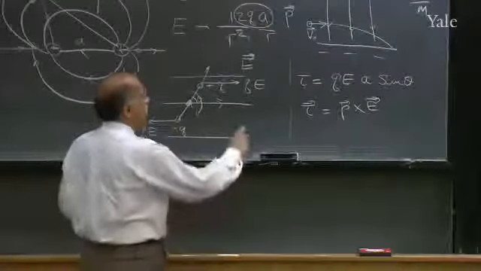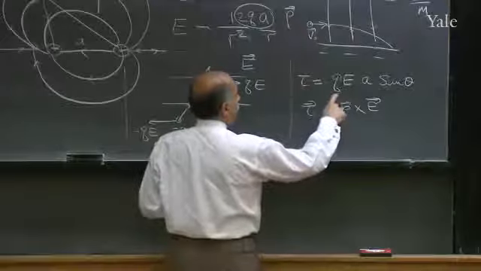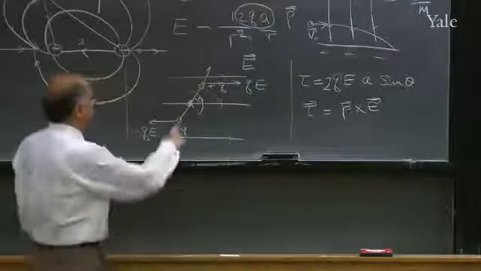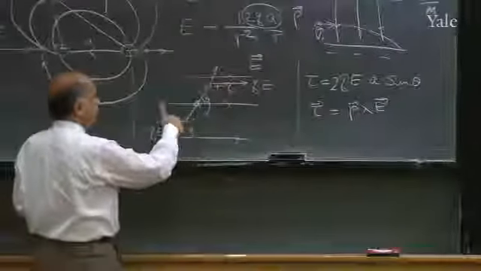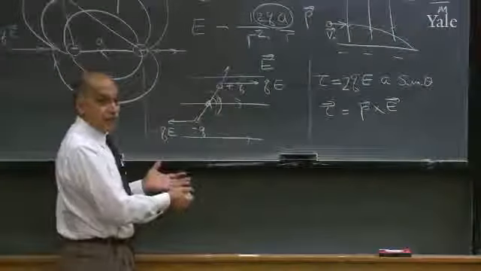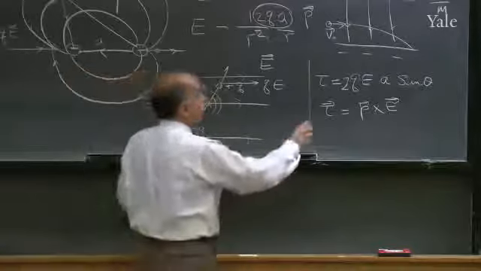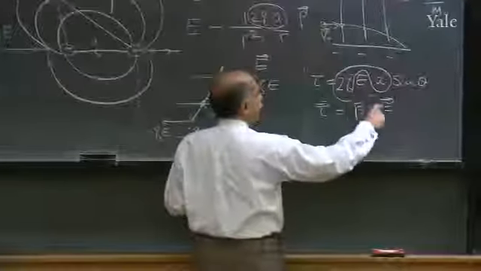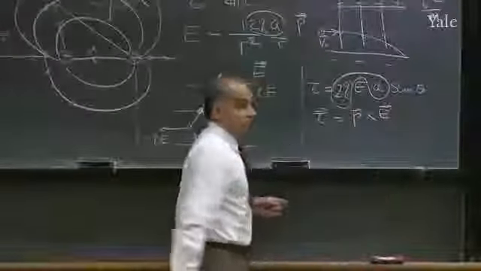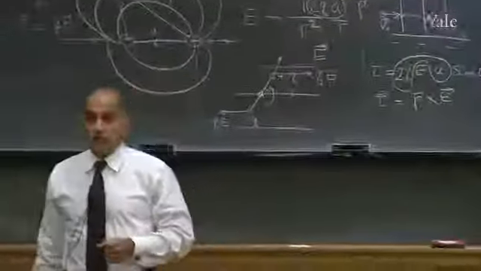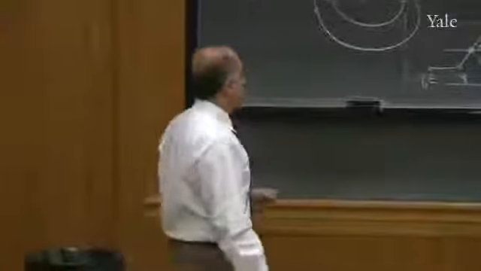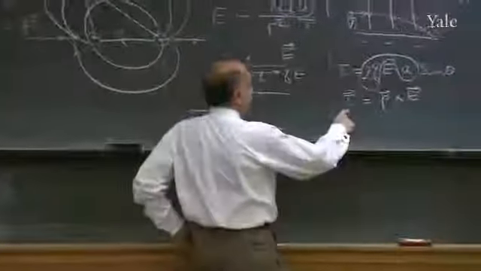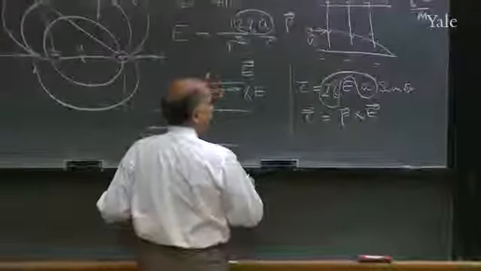I'm sorry, I need a 2 here. I forgot the 2 because this charge will have a torque and that charge will have a torque, and the two torques are additive. They're both going the same way. Then 2q times A is P, and this is E, and the sine theta comes from the cross product. I'm assuming all of you know about the cross product.